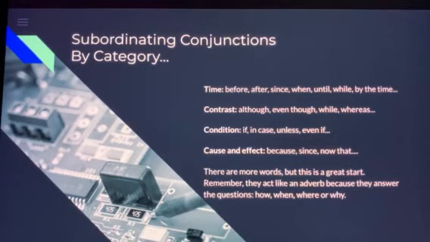Now, some of these words you're going to recognize from the previous chapter we did on connectives. And that's a good thing. That's the reason we jump around the book, to try to introduce certain ideas at certain times, and then we can use them later. This is an example of that. So time, contrast, condition, or cause and effect. And remember, these are answering the questions how, when, where, or why.